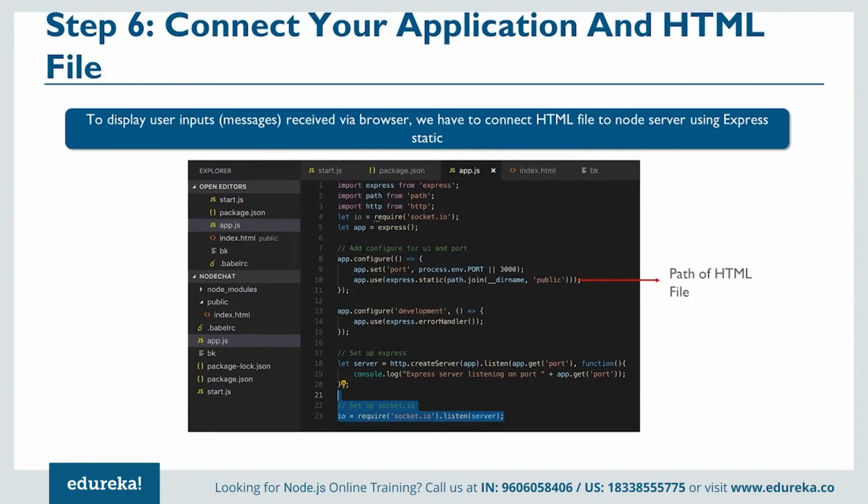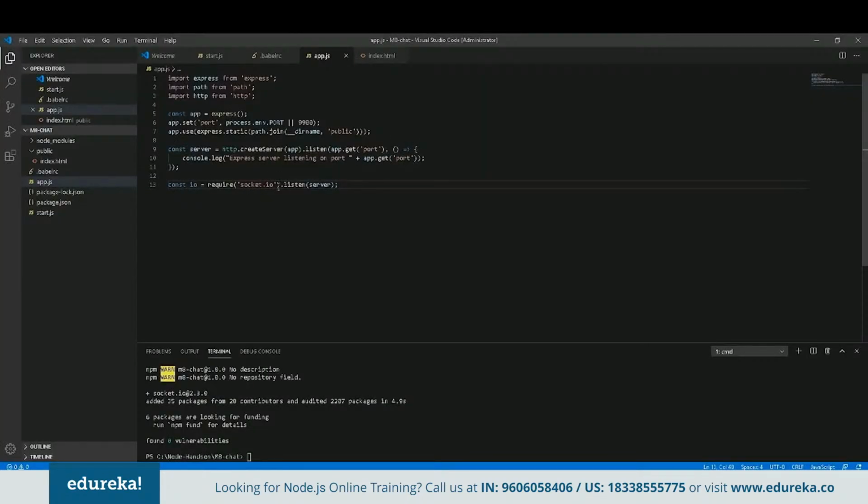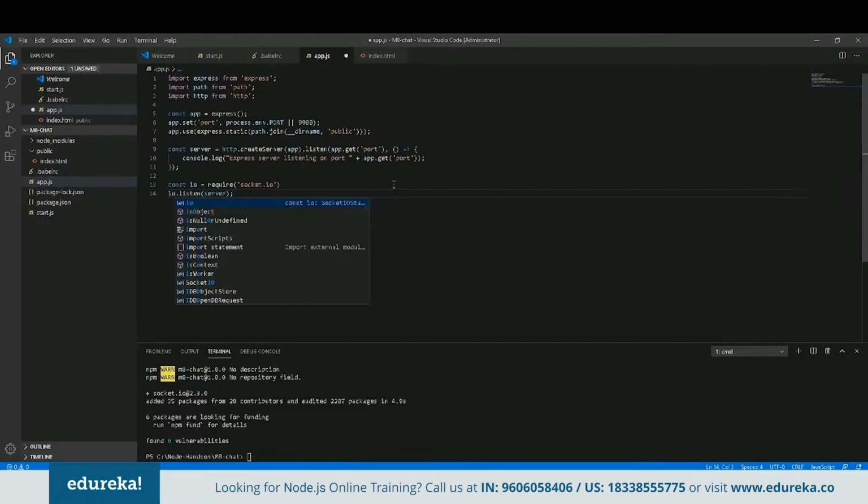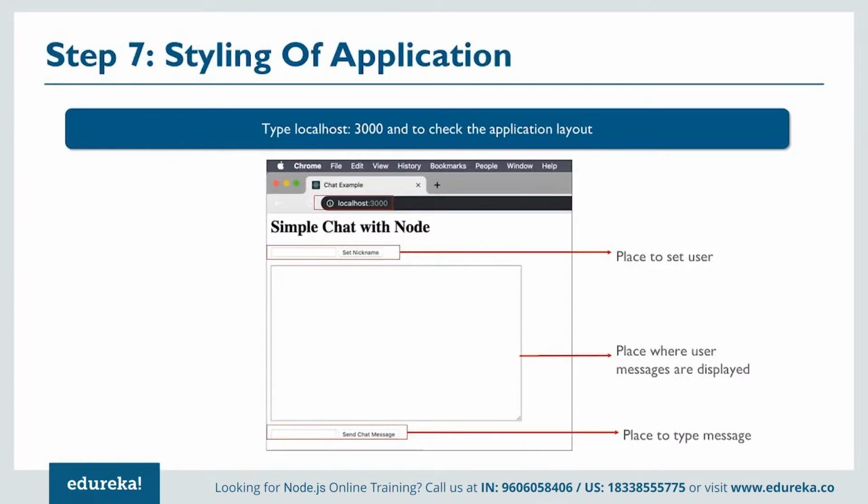So we'll have to include this line in our app.js. We've done this in just one line. What you could do is like this also, it's up to you. This is like the basic form that we talked about, the place to set the nickname and the area where you send the chat message, the send chat message button.